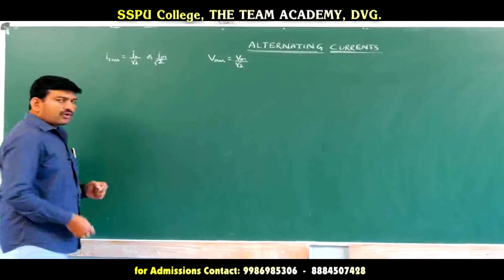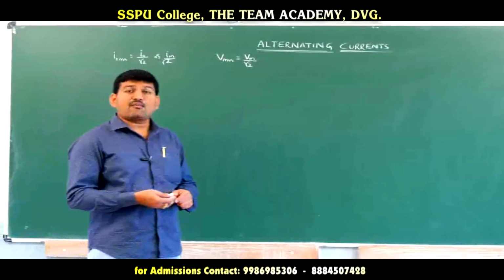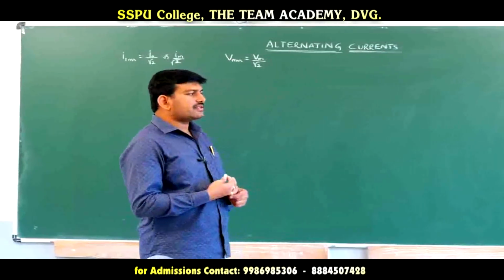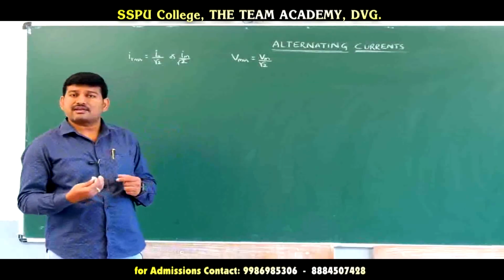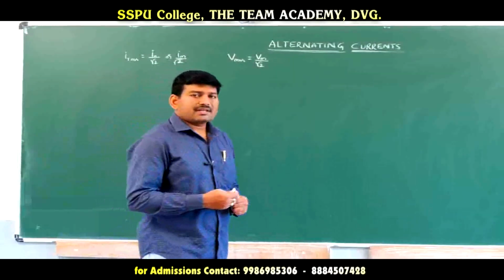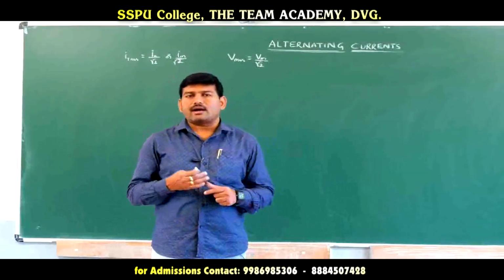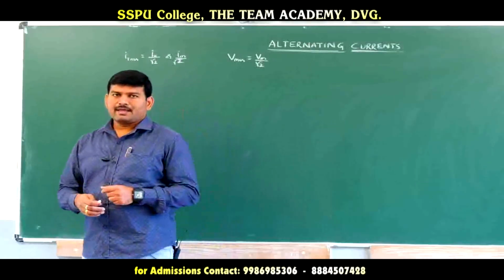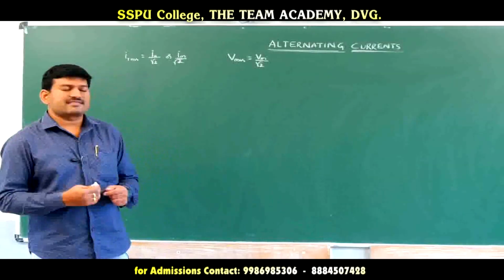Now we are going to calculate one more current term, that is the average current. Then what is the average current? Over a full cycle its value is equal to 0. But in some cases we need to calculate the average current over a half cycle. Then what is the average current over a half cycle?